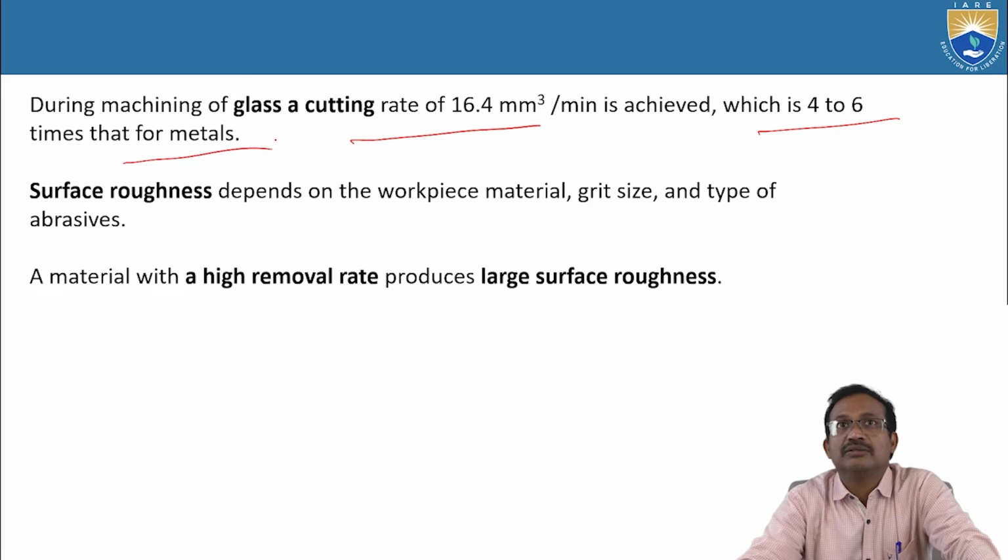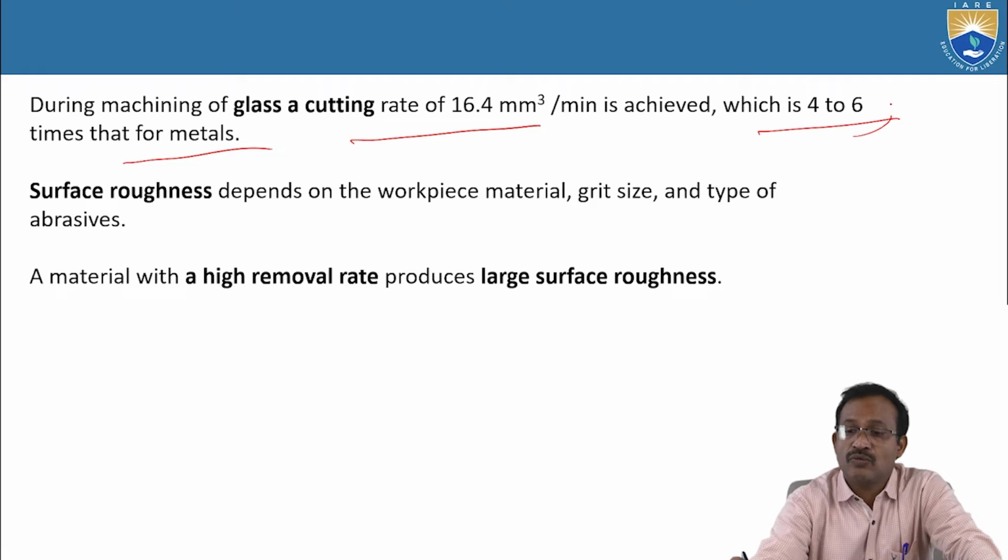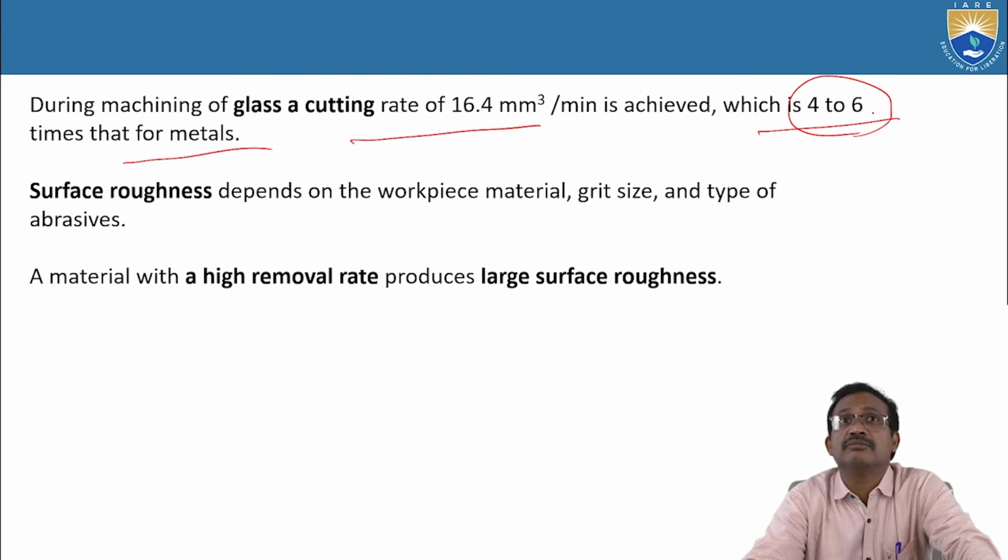So though the glass material is very brittle, this abrasive water jet machining is best suited because it is as fast as it is for other metals. It is 4 to 6 times that of metals.